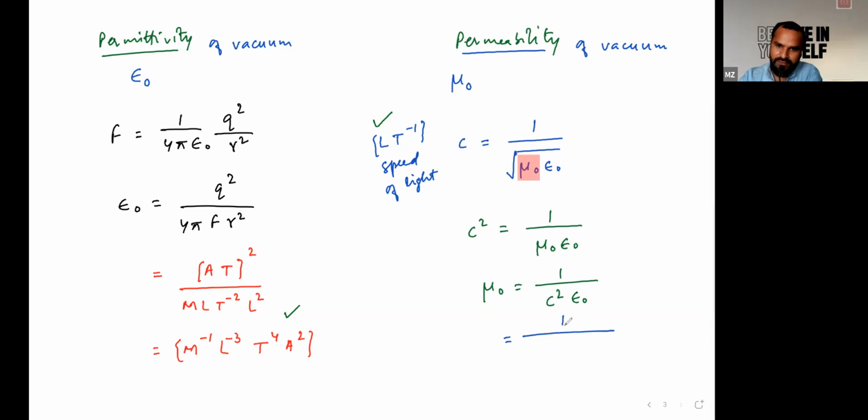Just see, we have c squared. C is nothing but L t to the power minus 1, so it would become L square t to the power minus 2. If epsilon naught is m to the power minus 1, L to the power minus 3, t raised to the power plus 4, and a raised to the power plus 2.